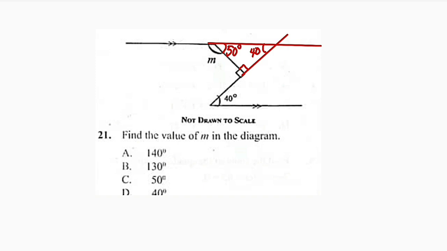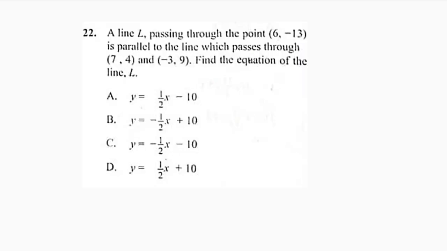We're almost done. Angle on a straight line equal to 180. So we can connect these 2 angles together to get 180. And if the other one is 50, M must be 130. Hence, the right option is B.